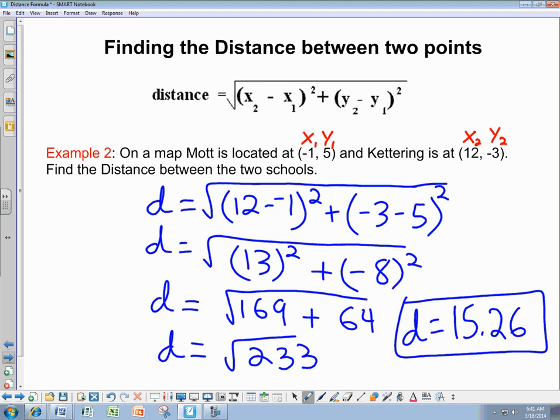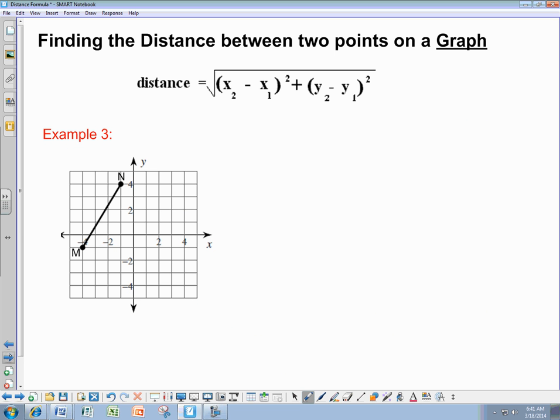All right, moving on to example 3. We're going to be doing the same thing that we did in the previous two problems, only now we're going to be given a graph to look at. So we're going to be given two locations on a graph on a coordinate plane. And our first step is to label what those 2 points are that we're trying to find the distance of. So we're going to look at N.